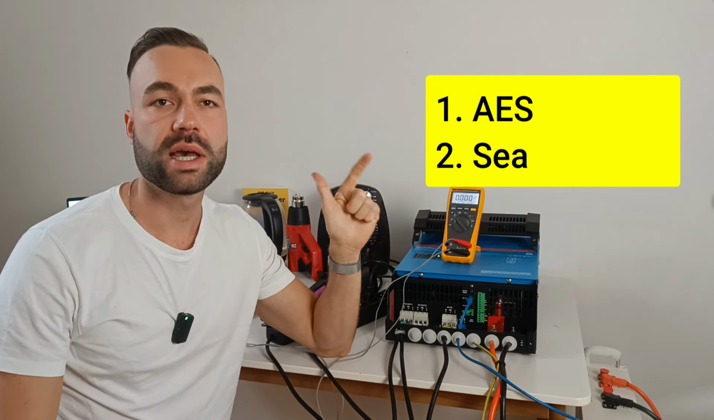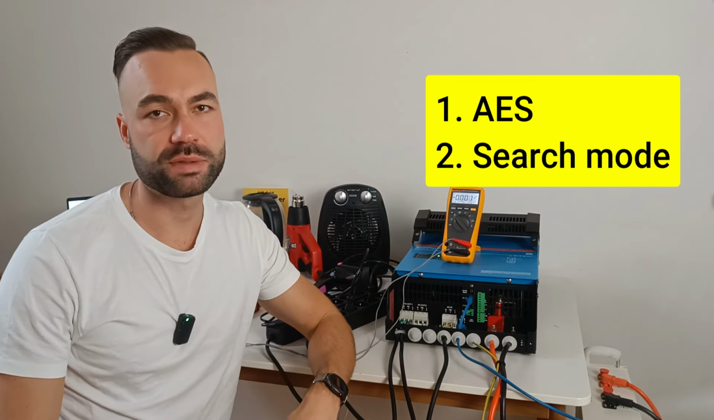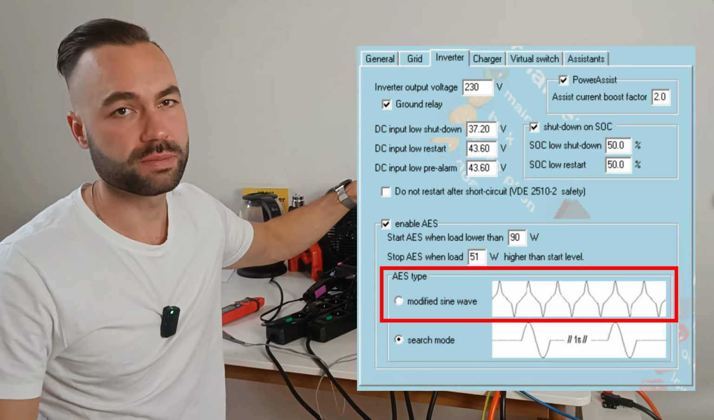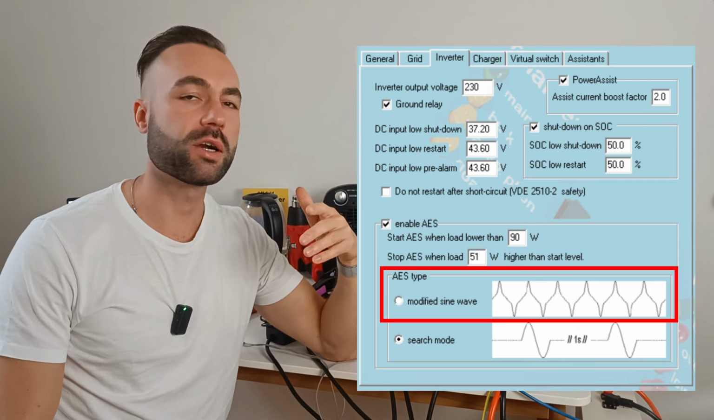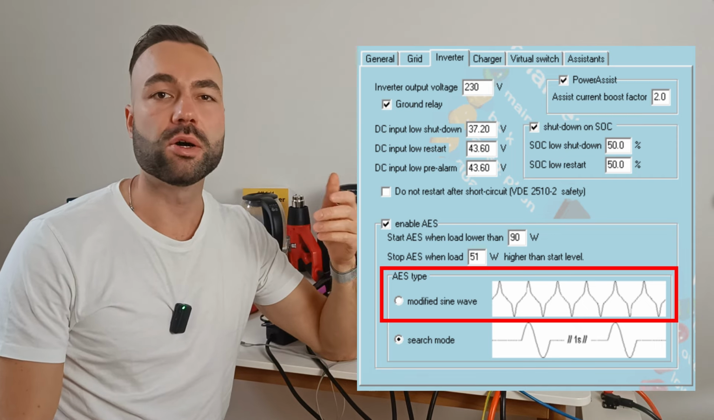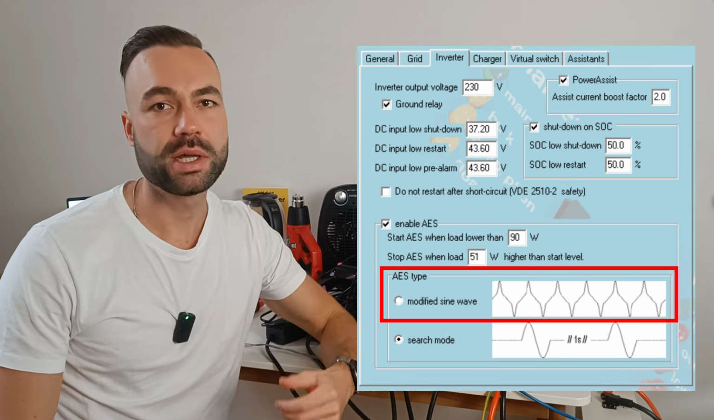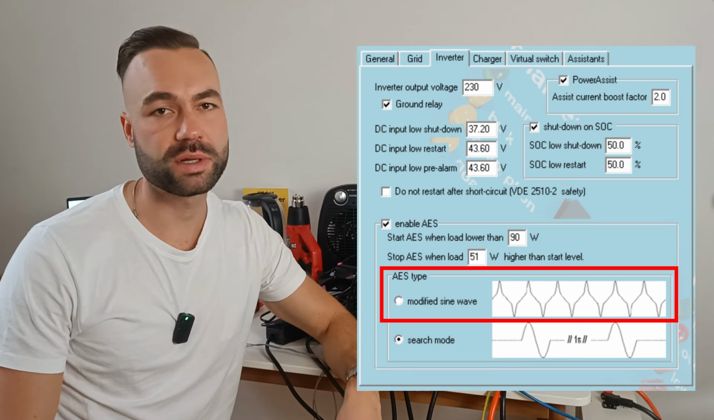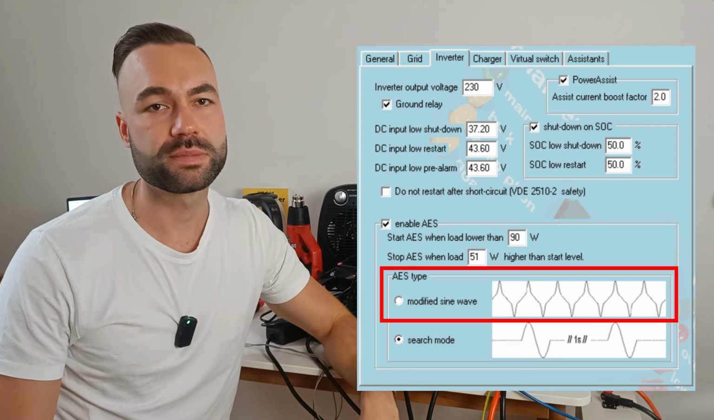There are two modes for energy saving, AES and surge mode. AES stands for Economic Energy Switch, which reduces the switching frequency of the MOSFETs inside of the inverter. This will save some energy, but will turn the sine wave into a narrow sine wave. When a load is detected, the inverter switches back to a normal sine wave. This will use 12 watts of standby power instead of 18 watts. Not much difference, so in my opinion, it's not really worth it.